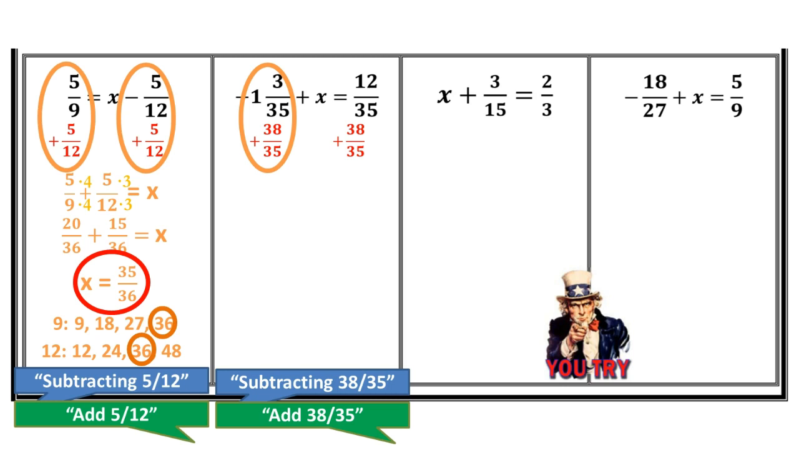12/35 and 38/35, I still need to add. Now they already have common denominators, which makes life a lot easier. 12 plus 38 is going to give me 50 over 35, and then always simplify. This is going to come down to 1 and 15/35. If I know it's improper, I want to turn it into a mixed number first, and then just simplify the fraction portion of that. So I have 15 and 35.